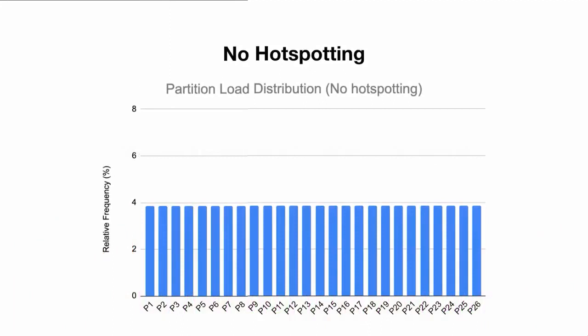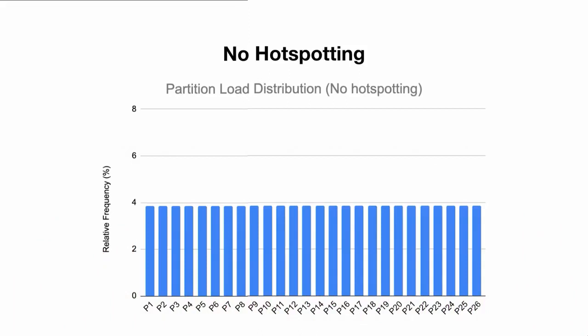The x-axis is labeled P1 to P26. The y-axis is labeled relative frequency %. The bars are varying heights. The graph changes to hotspotting. Partial load distribution, hotspotting. The bars are varying heights.